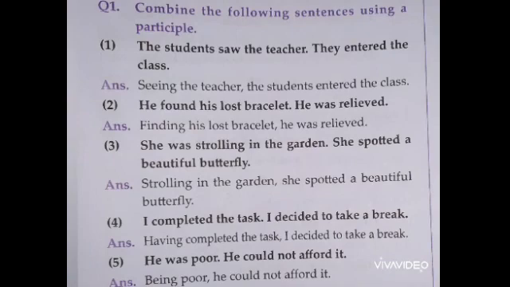Let us solve the exercise. Combine the following sentences using a participle. The students saw the teacher. They entered the class. Answer. Seeing the teacher, the students entered the class. He found his lost bracelet. He was relieved. Now you have to pick out the verb here. So the main verb is found. So finding his lost bracelet, he was relieved.